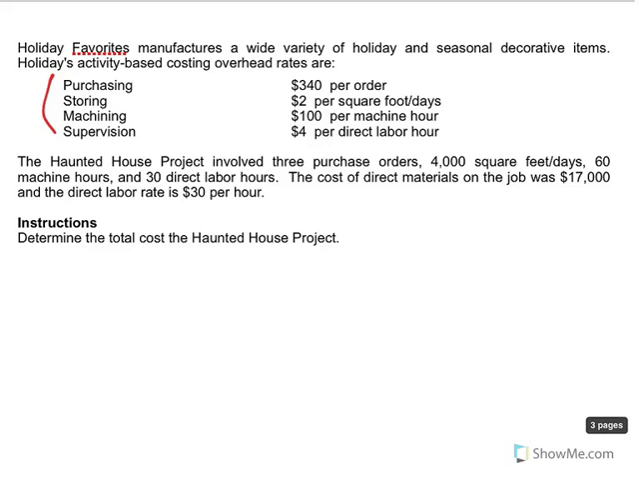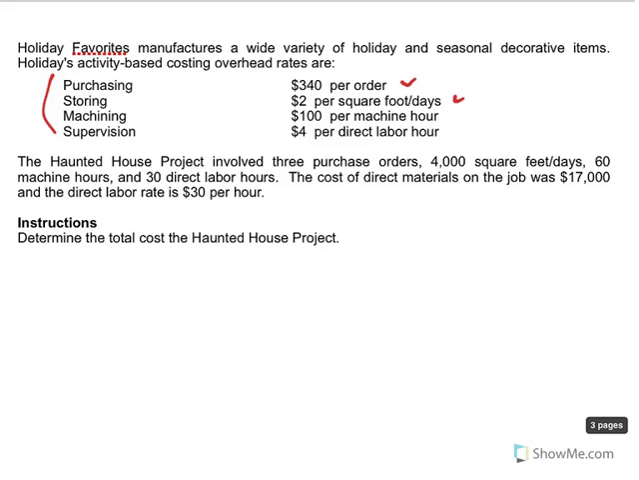And they've already given you the cost driver and the amount to be allocated: $3.40 per order, $2 per square foot, $100 per machine hour, $4 per labor hour. Now, this one project called the Haunted House Project involved 3 purchase orders, 4,000 square feet per day, 60 machine hours, and 30 direct labor hours. So those are the activities that were consumed by the Haunted House Project.